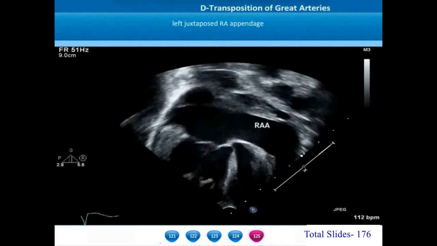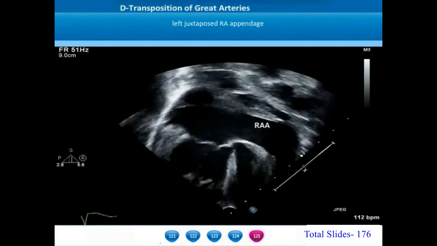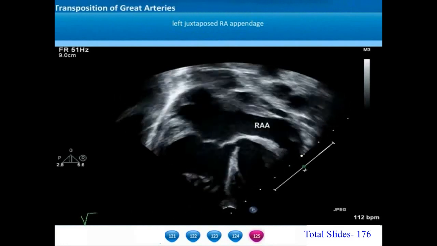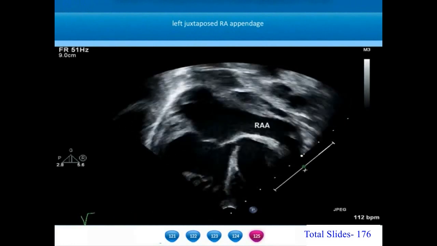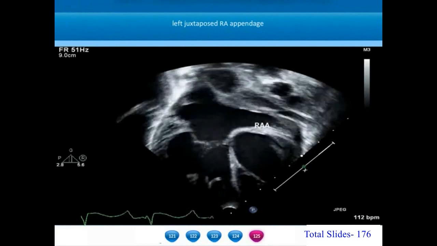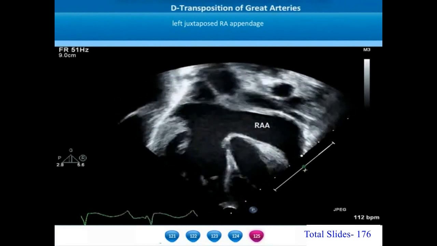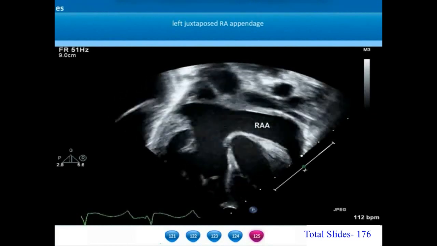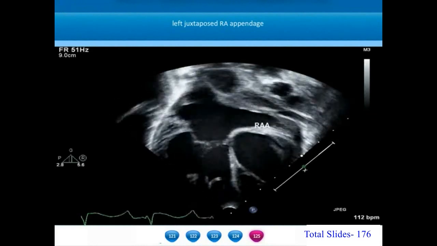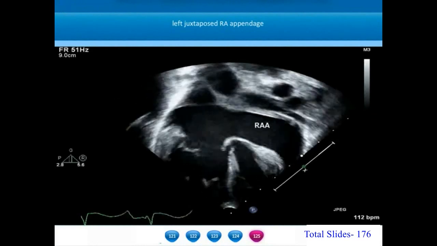There are some peculiar associations of transposition of great arteries. One such association is the left juxtaposition of right atrial appendages. Normally, the right atrial appendage and the left atrial appendage appear on either side of the great arteries and project anteriorly. However, when there is a left juxtaposition of right atrial appendage, the right atrial appendage courses all the way to the left, posterior to the great arteries, and emerges on the left side of the great arteries.